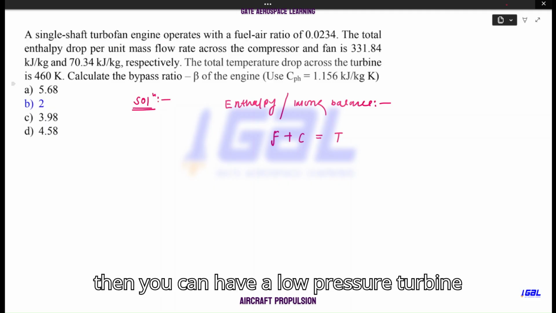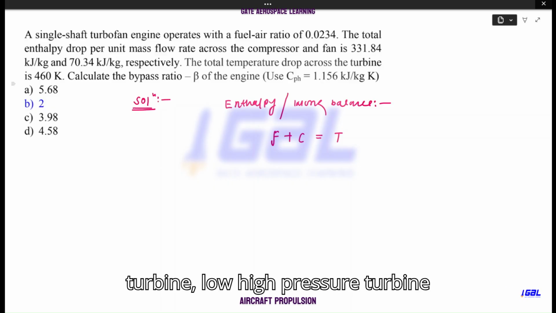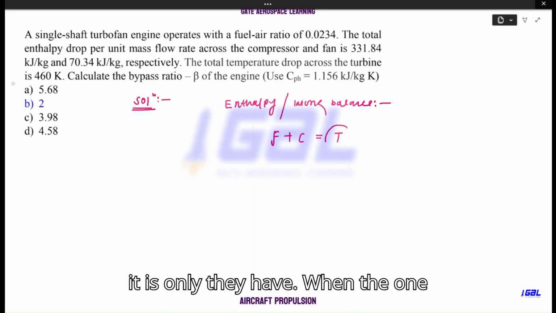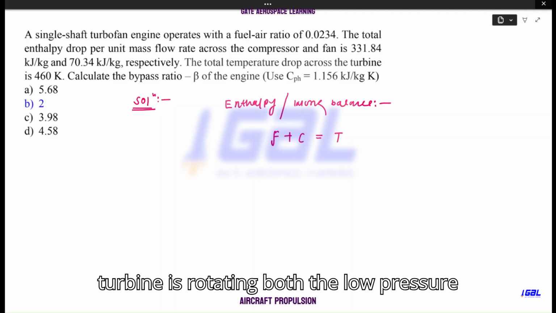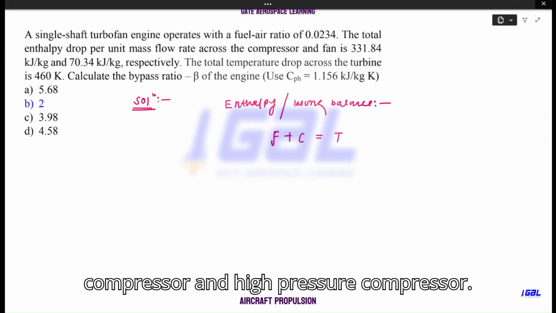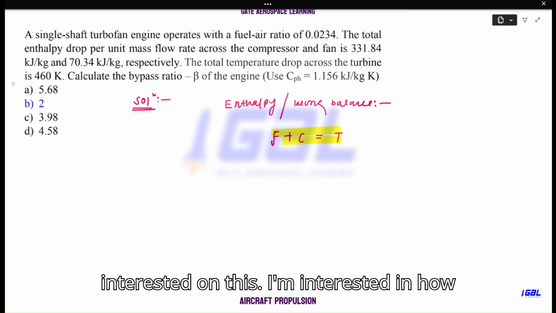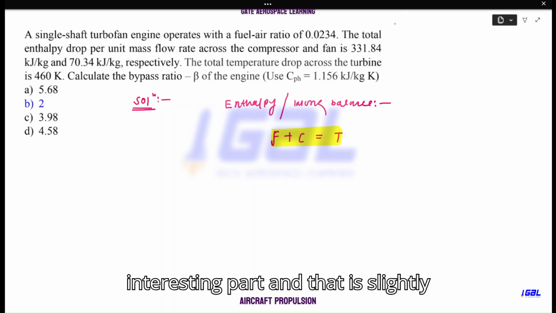And then you can have a low pressure turbine, high pressure turbine, depending on the configuration. But here they have given only one turbine, so we are assuming the turbine is rotating both the low pressure compressor and high pressure compressor. That is not the issue. I'm not interested in this. I'm interested in how to write the enthalpy balance equation for this configuration. That is an interesting part, and that is slightly difficult.